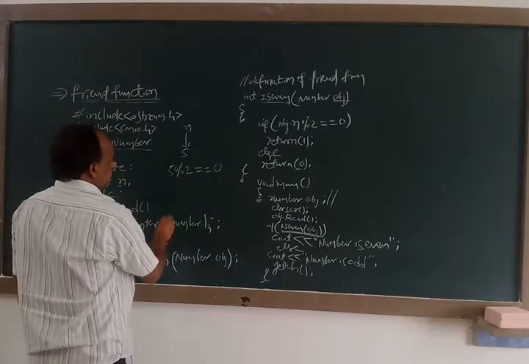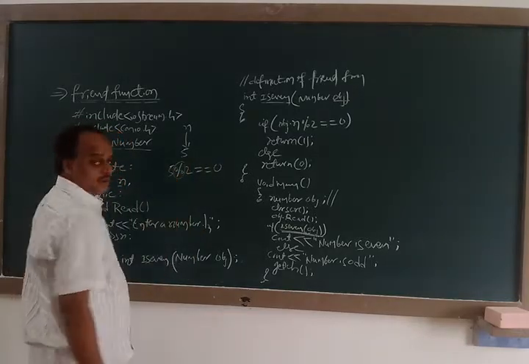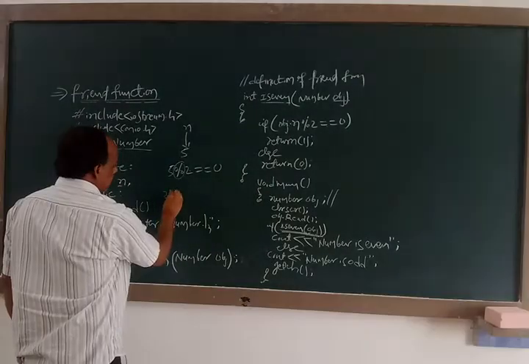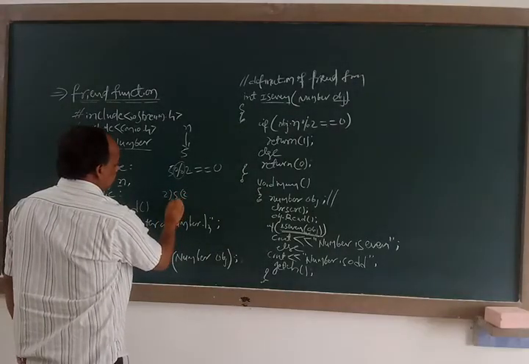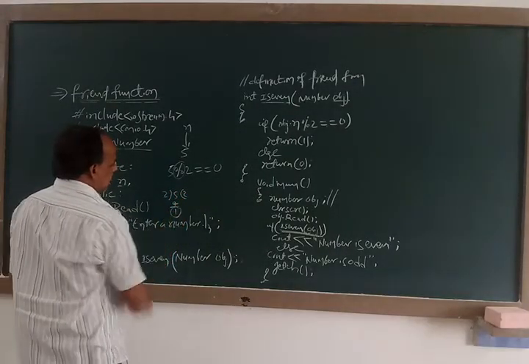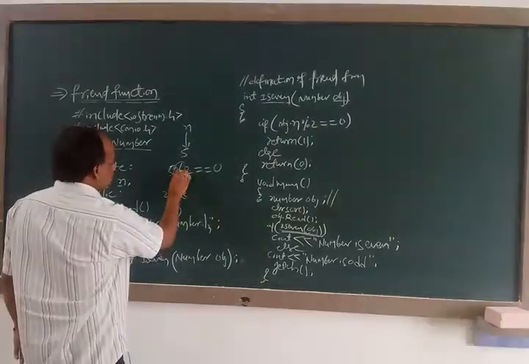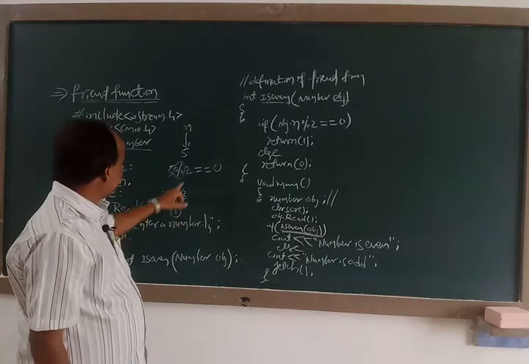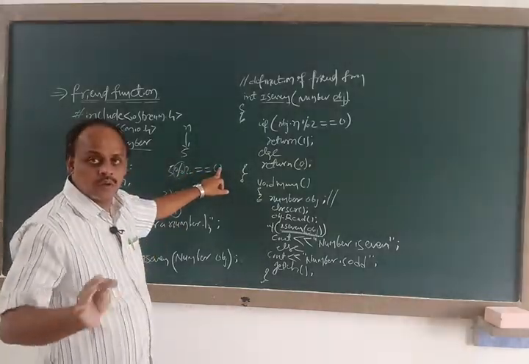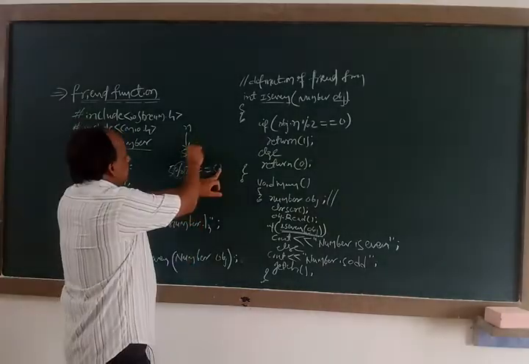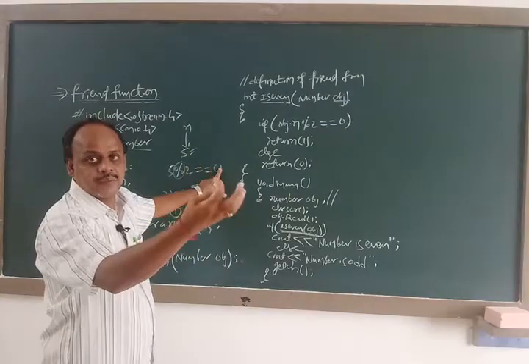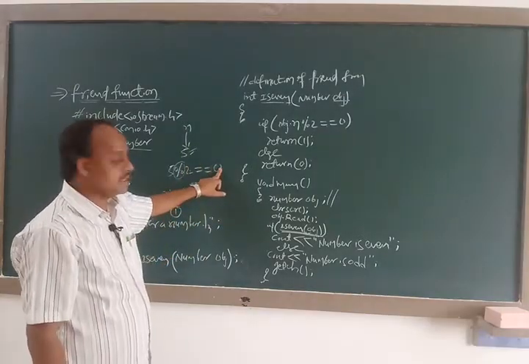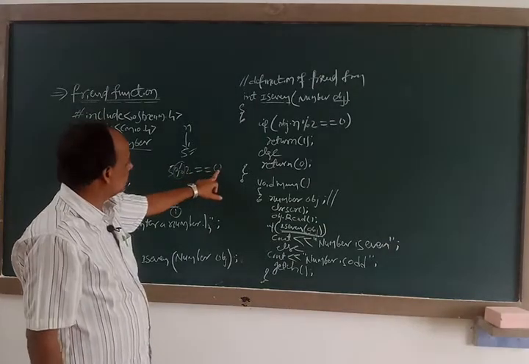So 5 mod 2 is equal to 0? 5 mod 2, this mod gives the remainder. 2 twos are 4, remainder 1. This 1 is the answer, the remainder, because we used the modulus operator. So 5 mod 2 means 1. Is 1 equal to 0? No, because 5 is odd. What do we have to get? The result we have to get is number is odd.